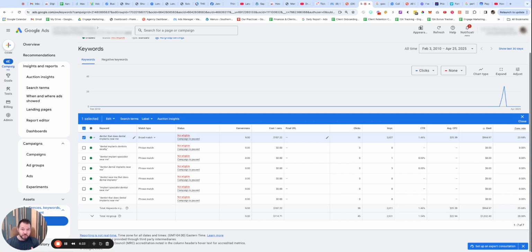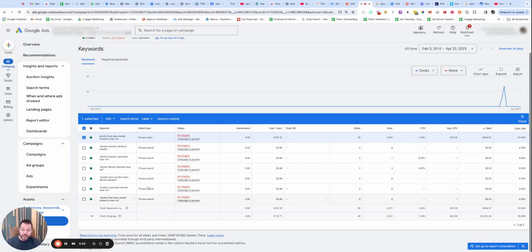Sounds like a great term, right? Something that we would want to target, that consumers may be looking for, that Google should be able to go and say, hey, this client wants to show up for "dentist that does dental implants near me." Let's find some other relevant keywords and people who are searching for similar keywords. And we can see that that's the one which brought 9 conversions at $100 per conversion.